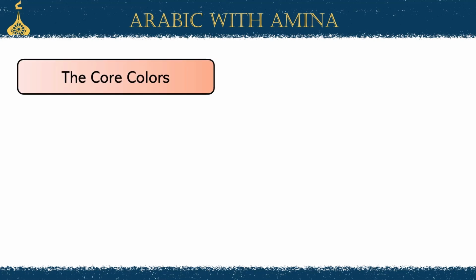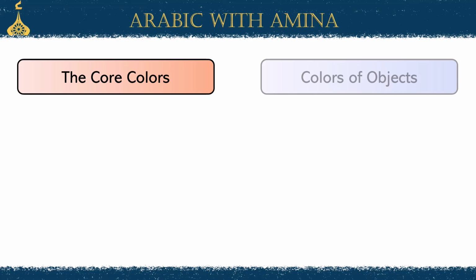Here's the trick. Most Arabic color words fall into one of two main groups. The first group includes what I like to call the core colors. These follow a specific grammatical pattern, or wazn. The second group includes colors that are based on real-life objects, like fruits, flowers, or materials. Once you understand the rule for each group, forming the color becomes predictable.